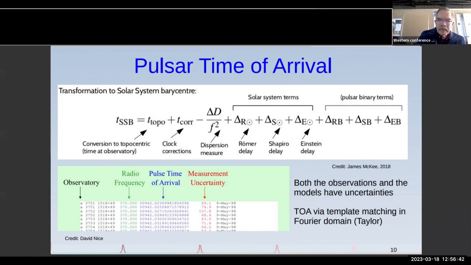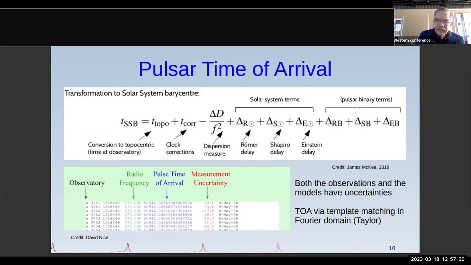The first thing we do for time of arrival is we have to convert. At the telescope, we collect in topocentric time, which is shown there, T-topo. We have to convert that to the solar system barycenter. And these are all the terms you have to apply: the clock corrections, dispersion measure, solar system terms, all that. Something to keep in mind here, and this is what motivates using Bayes methods, is that both the observations and the models have uncertainties. So we have to deal with all the uncertainties.